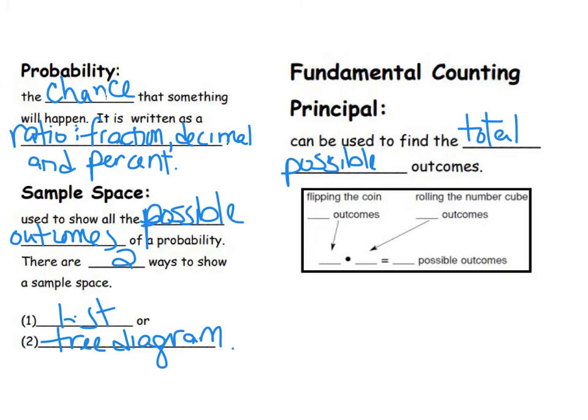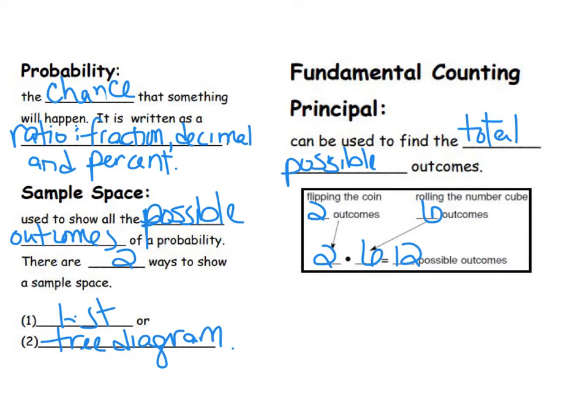Okay, now I'm going to show you how to do the fundamental counting principle. So when you have a coin and you flip the coin, what are the two possible outcomes? Heads or tails, right? So there's two of them. So that means I'm going to take two. Now, if you have a rolling number cube, how many outcomes does that have? 6. So then that means a sample space should have 12 possible outcomes, because all you do is multiply 2 times 6.